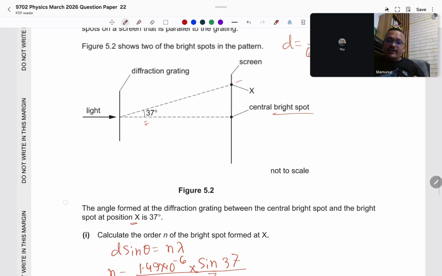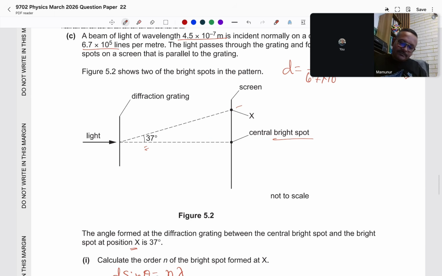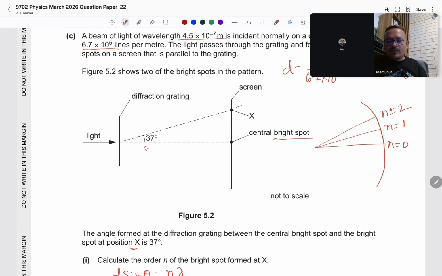Here, it is a very important thing. That is a diffraction grating. N equals 0, the first order. N equals 1. Secondly, N equals 2. Suppose 1.99 is here. We cannot see the second bright spot because 1.99 is here, the angle.